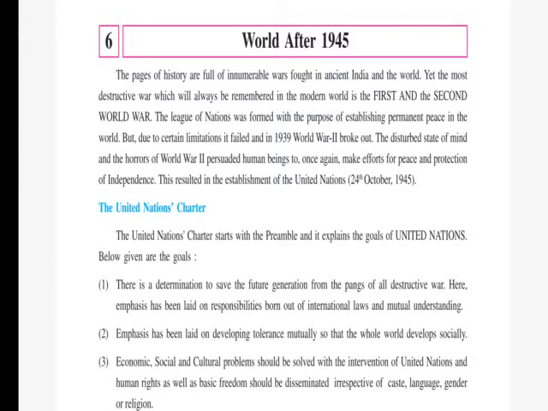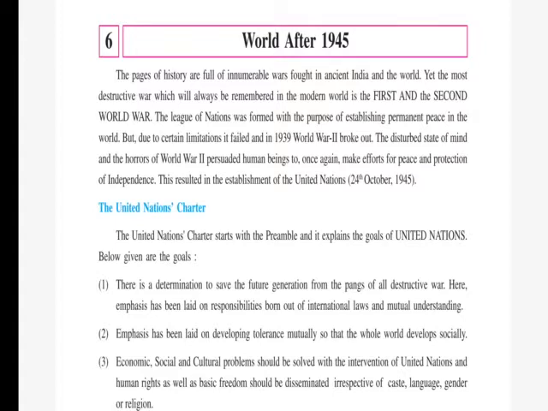Today we will discuss chapter number 6 from History World after 1945. As you all know, we had two world wars in the past: First World War and Second World War. The First World War took place from 1914 to 1919, and the Second World War took place from 1939 to 1945.